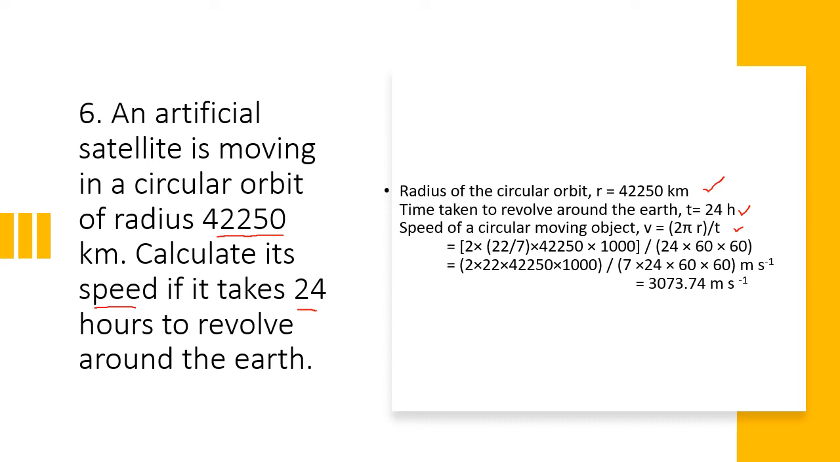See, I have converted 42,250 kilometer into meter per second. Why? Because we need the speed in terms of meter per second. So multiply by 5 by 18 to convert kilometer to meter per second. So this is your answer: 3073.74 meter per second. This is the speed of the artificial satellite.